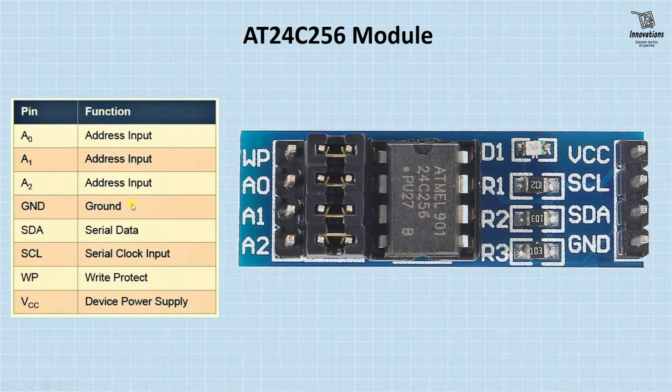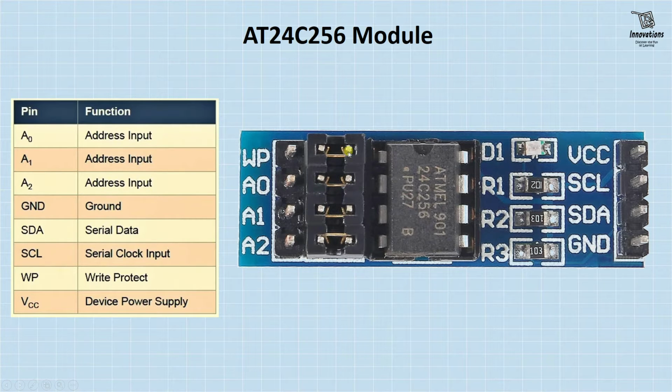The ground pin here, the SDA pin, that is serial data pin, the SCL pin, that is serial clock input, WP is the write protect pin, and VCC is the device power supply. We can see some jumpers here. These four jumpers at WP pin, A0 pin, A1 pin and A2 pin.